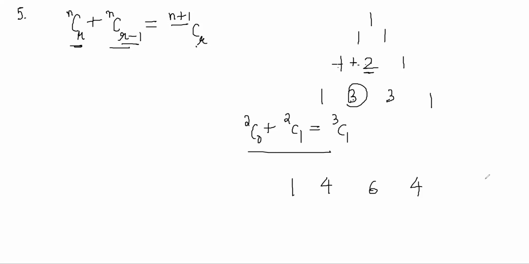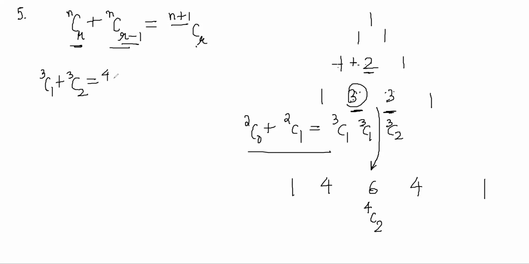Notice this and this, right? This one was what? 3C1 and 3C2, and addition was what? Should be 4C2. You understand? So 3C1 plus 3C2 is 4C2, right? Because Pascal's triangle. These are adjacent terms in one row of a Pascal's triangle, right? So the addition of two adjacent terms will give the term below it, right?